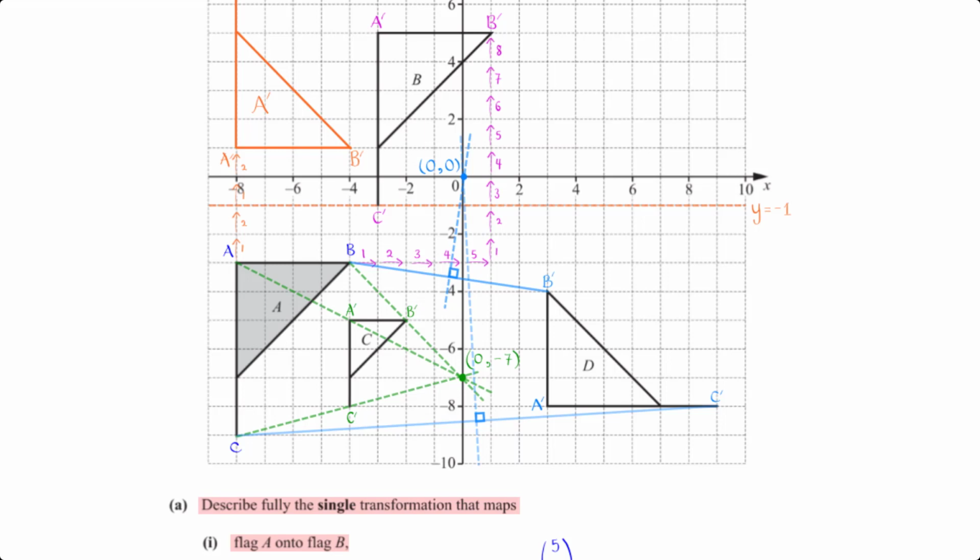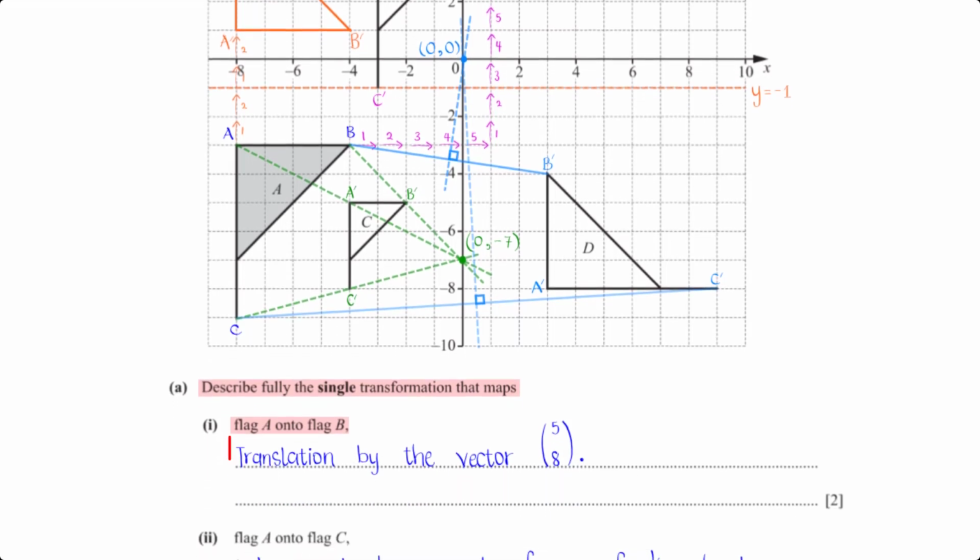From the illustration, we can tell that the translation vector is (5, 8). And so the full description for the transformation will be translation by the vector (5, 8). Describe fully the single transformation that maps flag A onto flag C.